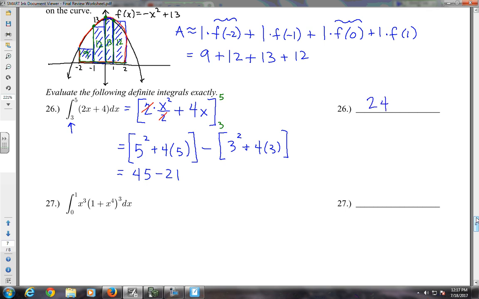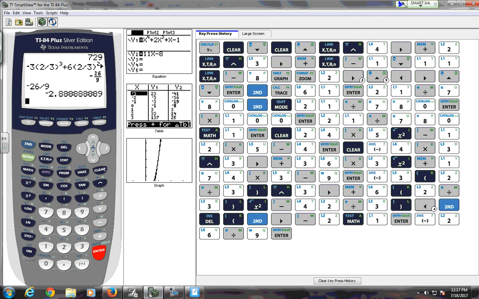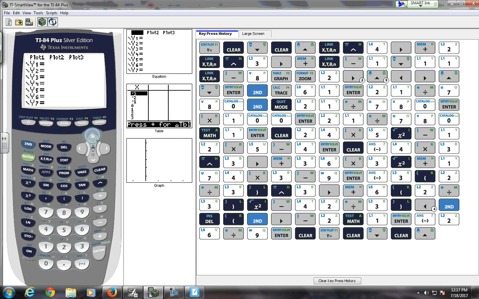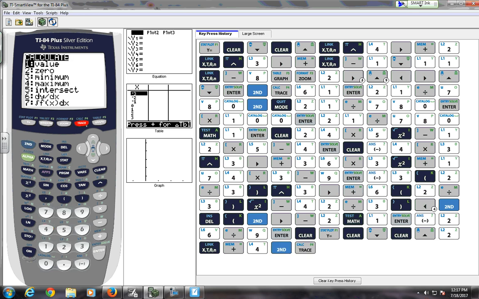All right? Now, you want to see something awesome? You can check this with your calculator. If you will go to y equals on your calculator and type in the original integrand, which in this case was 2x plus 4, and go to your calculate menu, second calculate, look at option number 7. That is an integral, right?